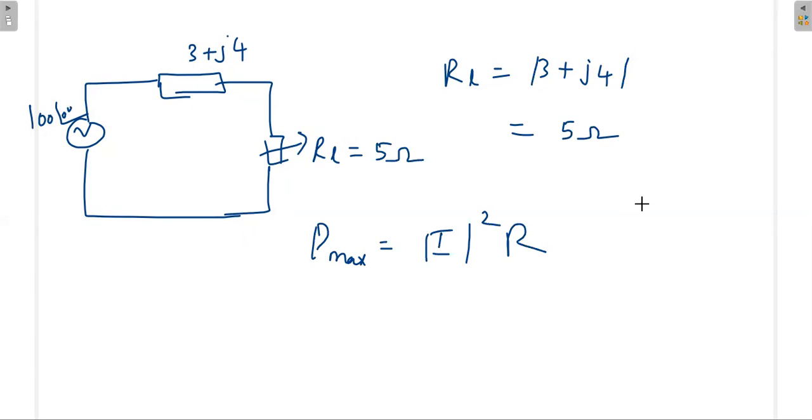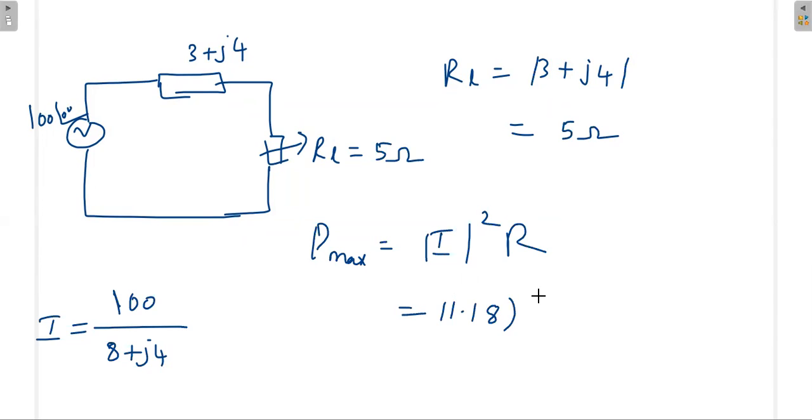First you find out I. What is I? I means voltage 100 divided by 8 plus J4, the total impedance. Now you get I. From that I, you take just the modulus. That value is 11.18 whole square. Then the R value is 5. So finally the answer is 625 watt. Okay, so this is the answer.